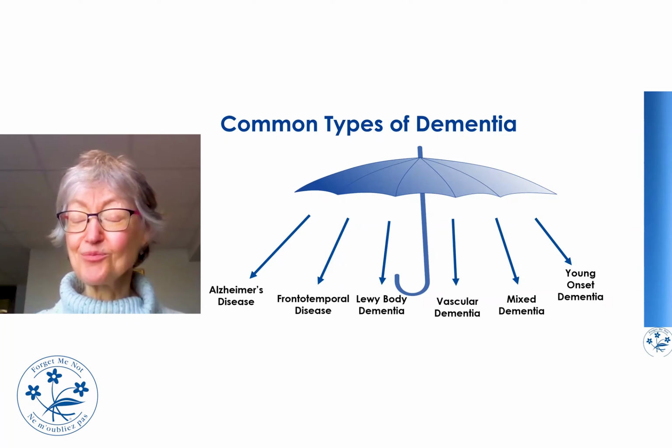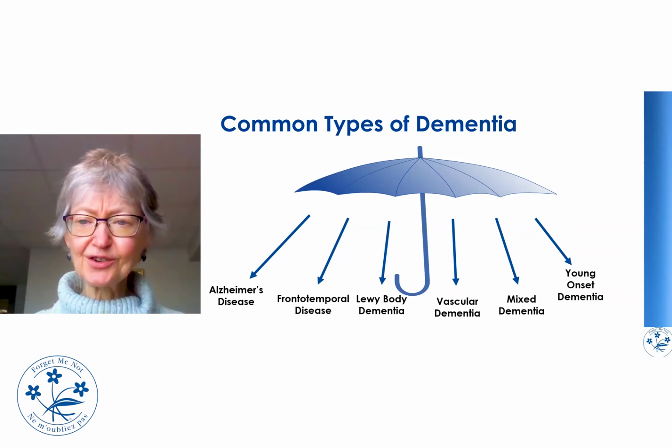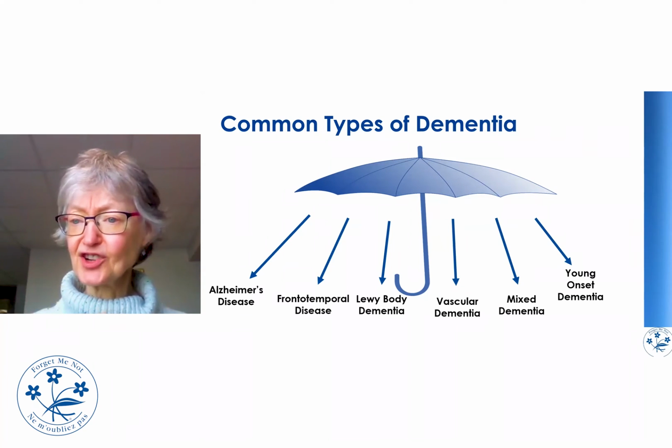Mixed dementia is when you have more than one type. Sad to say, you can have two. Common mix would be Alzheimer's and vascular dementia at the same time, or Alzheimer's and Lewy body dementia at the same time.